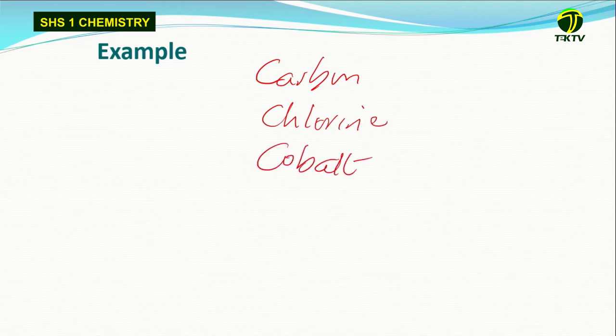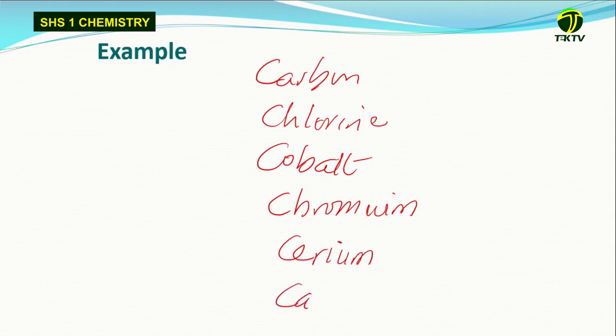Let's look at, for example, if I have these substances: carbon, chlorine, cobalt, chromium, cerium, cesium. You see, all these elements begin with capital C or letter C. So if you are representing C for these elements, there will be confusion. And we use C for carbon.